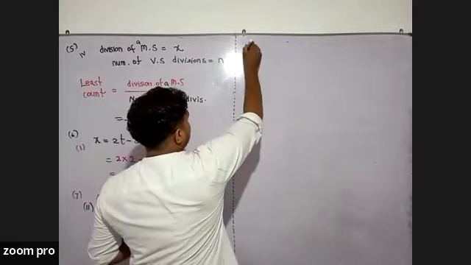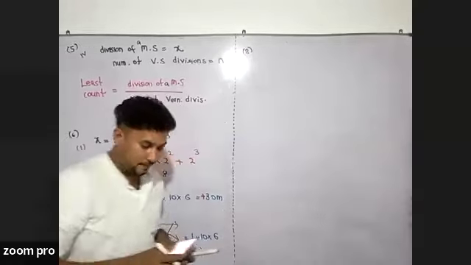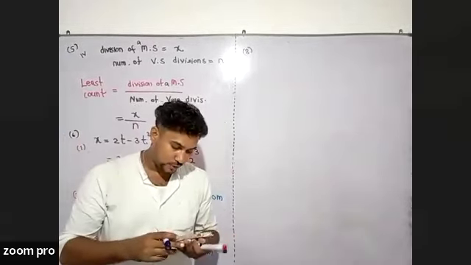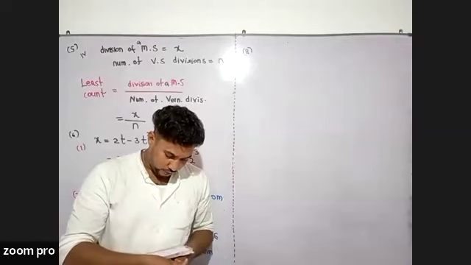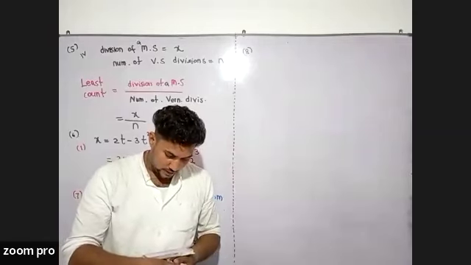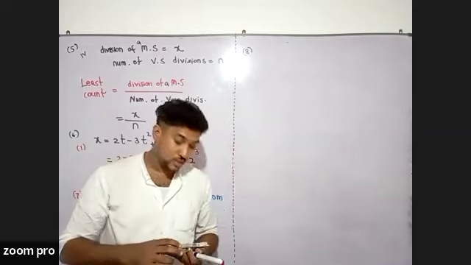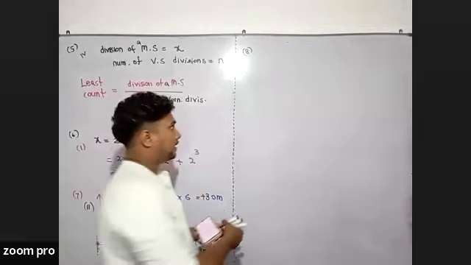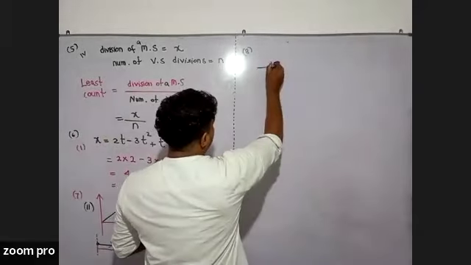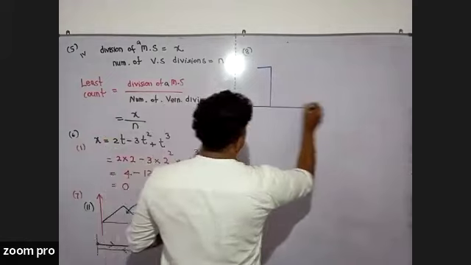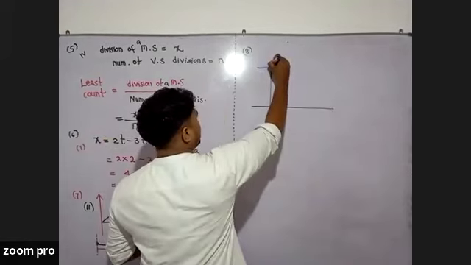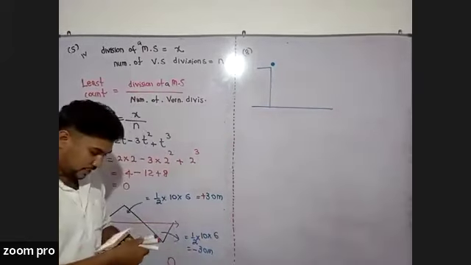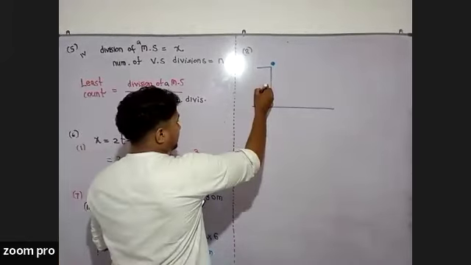In the eighth question, an object is projected from the edge of a 40-meter height building with a velocity of 20 at a 30 degree ascending angle to the horizontal. What is the time taken by the object to reach the ground? Let's draw a related diagram. The object is projected from a cliff, that means from a height of 40 meters.